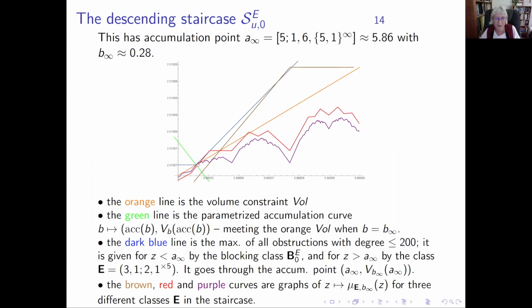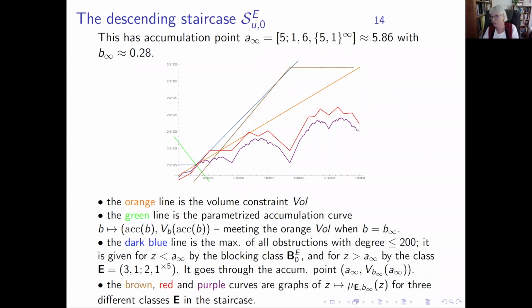So we have these 3 blocking classes, which are part of our staircase. And they do just peek out above this obstruction. But you see that the numerics, actually to prove that this happens, are slightly delicate because you can't see it in an easy way.